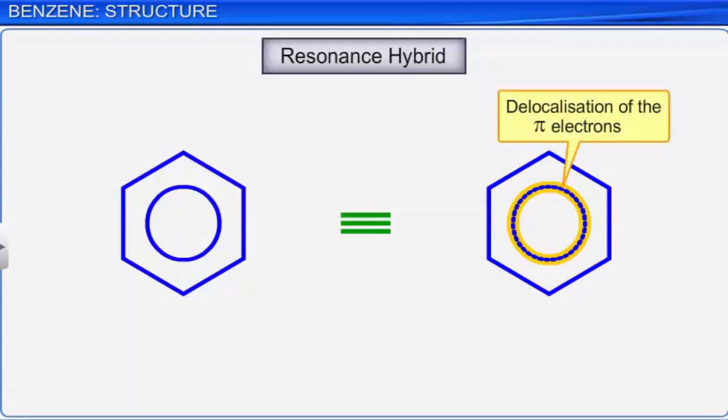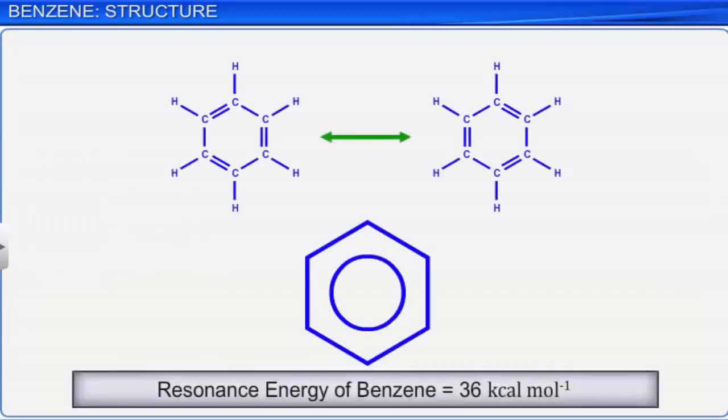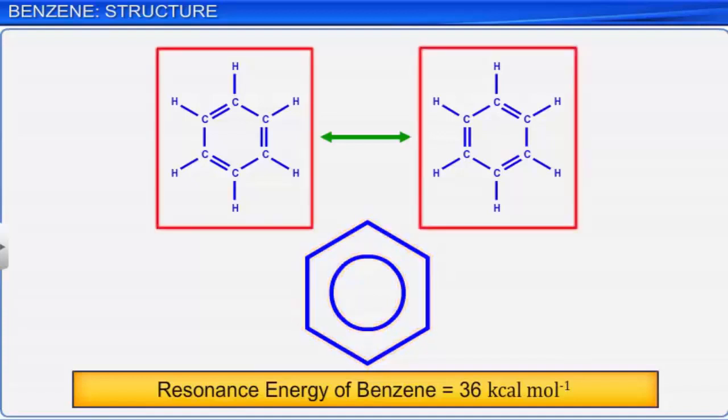The difference between the energy of any one of the equivalent contributing structures and the energy of the resonance hybrid is known as resonance energy. The resonance energy of benzene is found to be 36 kilocalories per mole. Due to this, the resonance hybrid of benzene is more stable than any one of its equivalent structures. The resonance hybrid explains most of the properties of benzene.